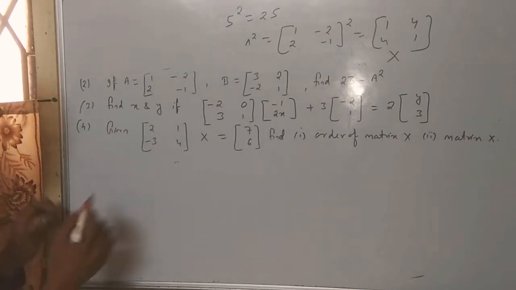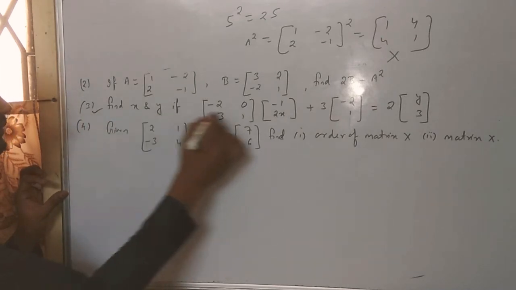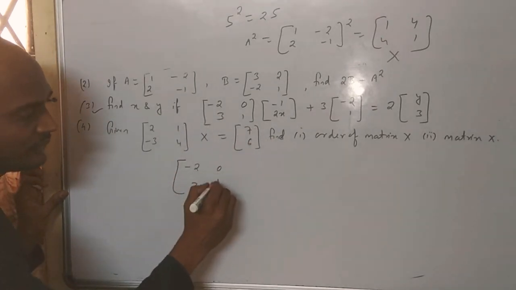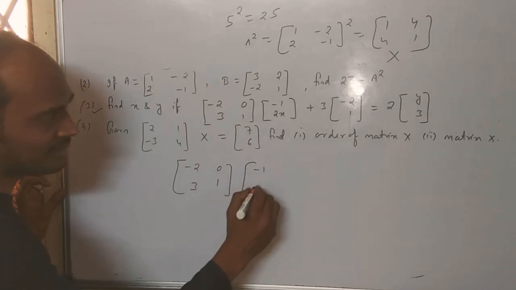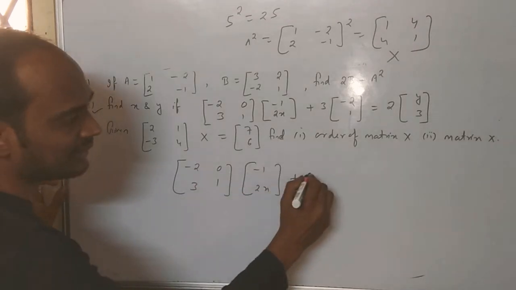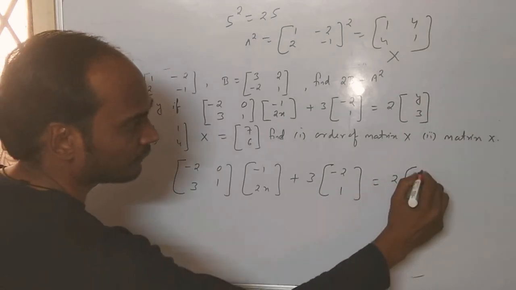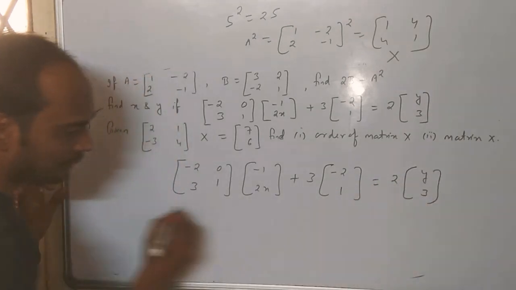In this third question, we have to find out the values of x and y. One equation is given: the matrix [-2, 3; 0, 1] is multiplied with [-1; 2x], plus [3 into -2; 1] equals [2y; 3]. We have to multiply this first.